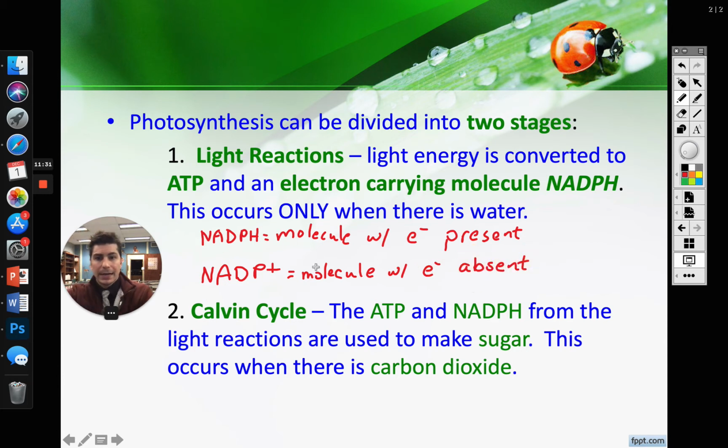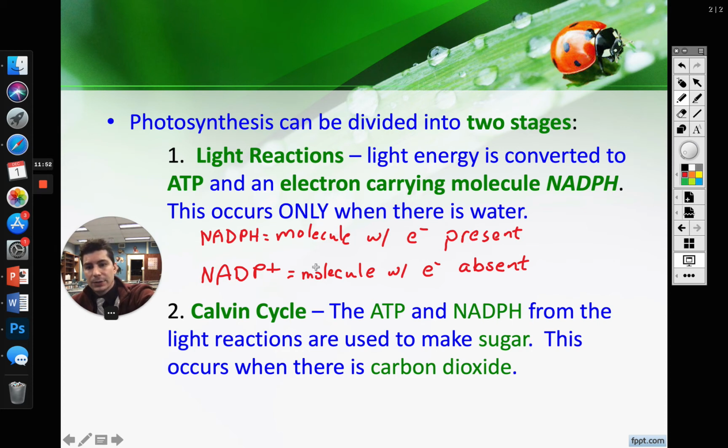All right, so NADPH, electron is present, it's chilling there, it's carrying its electron. Whenever it drops off that electron to probably fuse two things together, it's going to get transformed into NADP with a positive charge. So that's what the light reactions do, guys. Light reactions, and we'll go through them all, form ATP and NADPH.